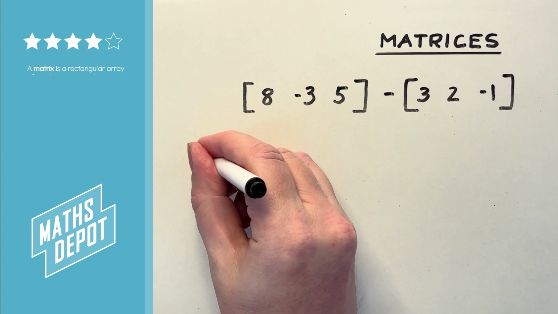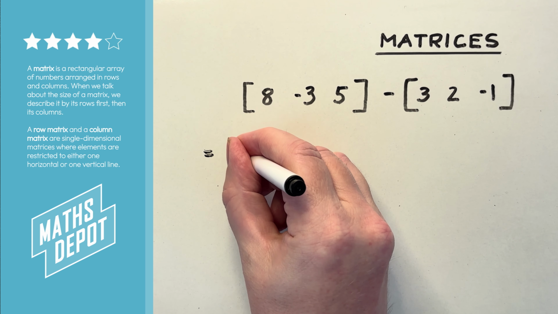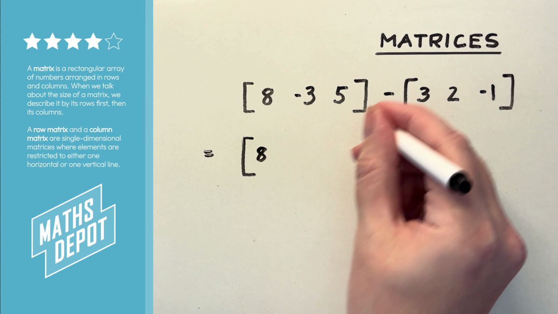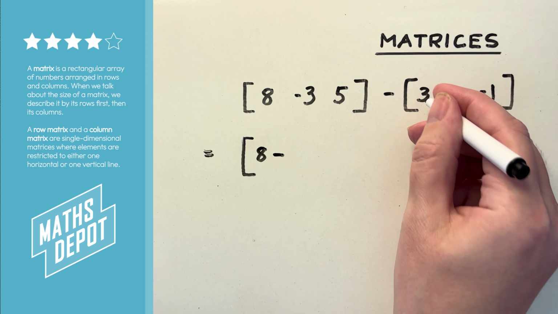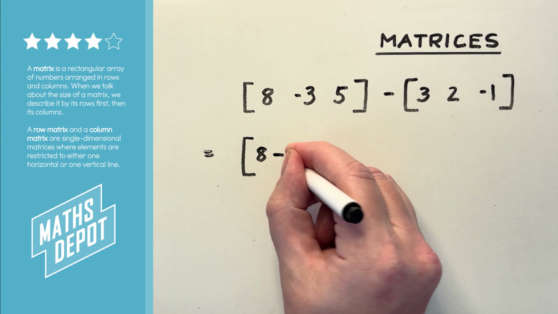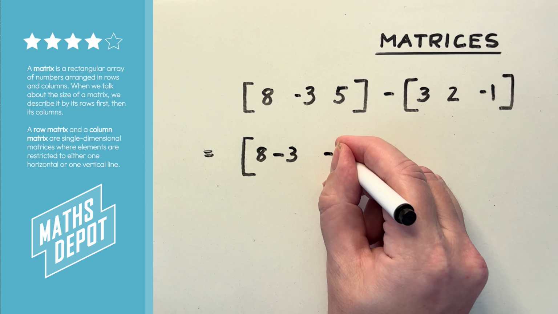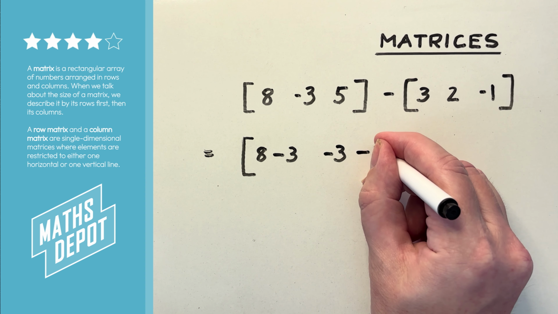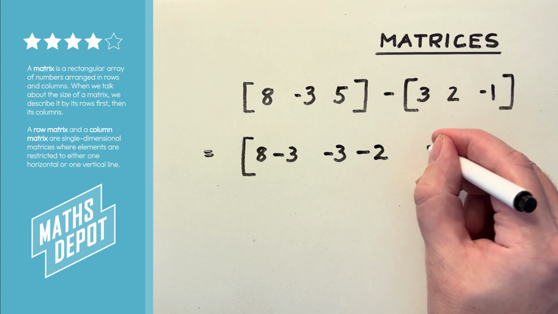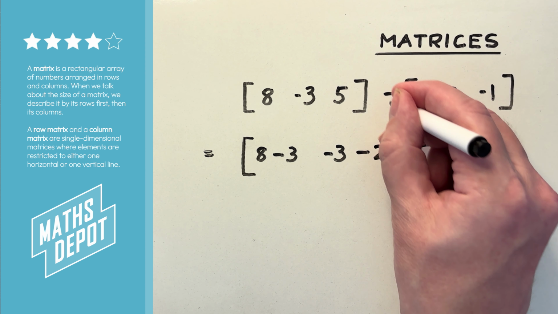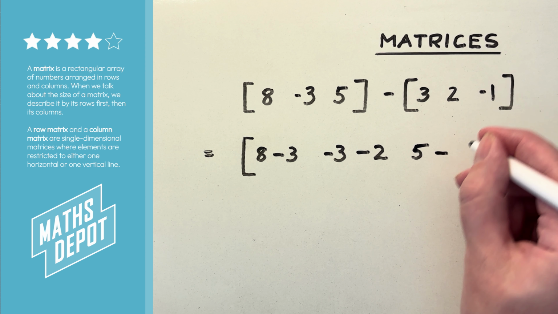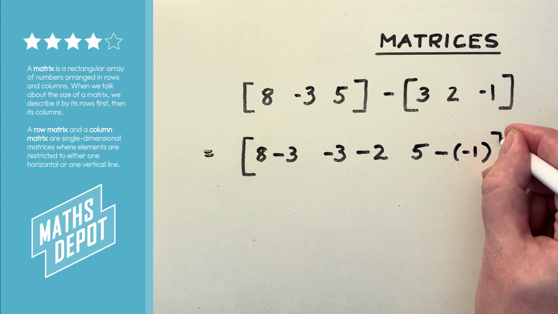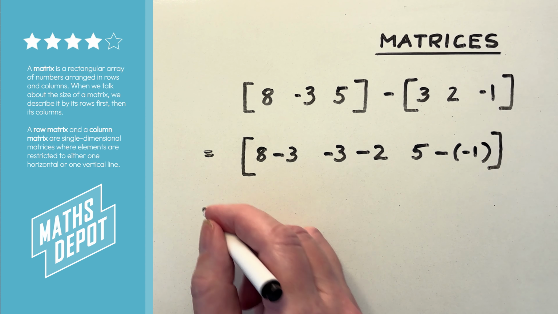In this video, we're going to subtract two matrices. When we subtract matrices, the rules are identical to when we added them. Both matrices must have exactly the same dimensions. A row matrix and a column matrix are single-dimensional matrices, where elements are restricted to either one horizontal or one vertical line. In this example, we're subtracting one row matrix from another.